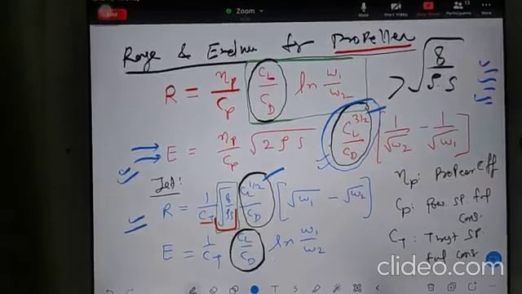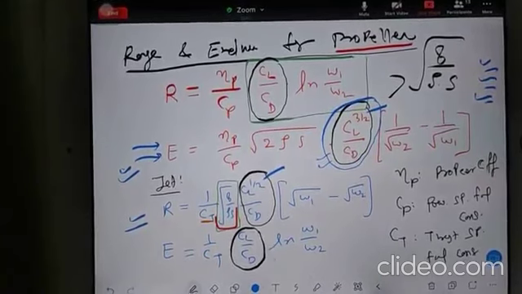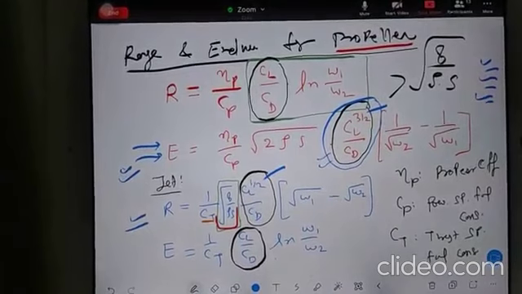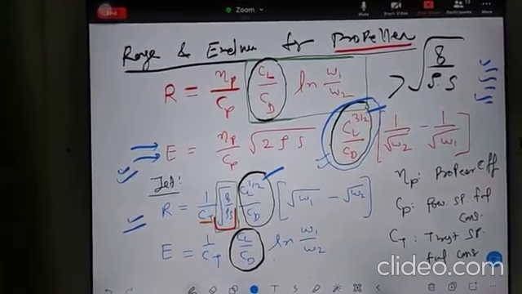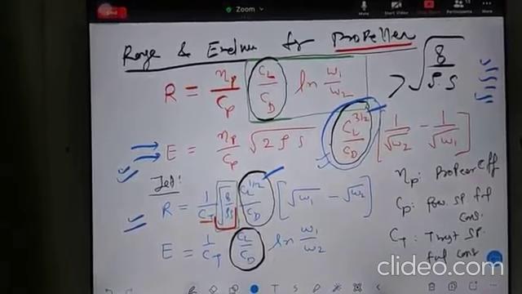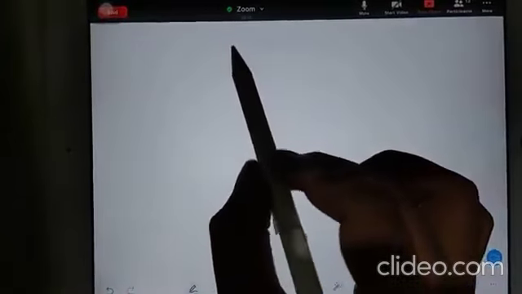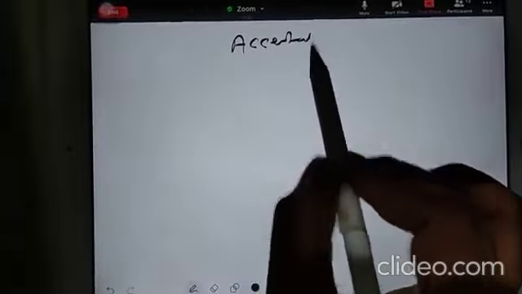Okay, so now we are starting a fresh unit, that is accelerated flight. In accelerated flight, we have a total of 5 types of flight. Okay, I will change the page. Chapter over. Now a new chapter is being started. Accelerated flight.